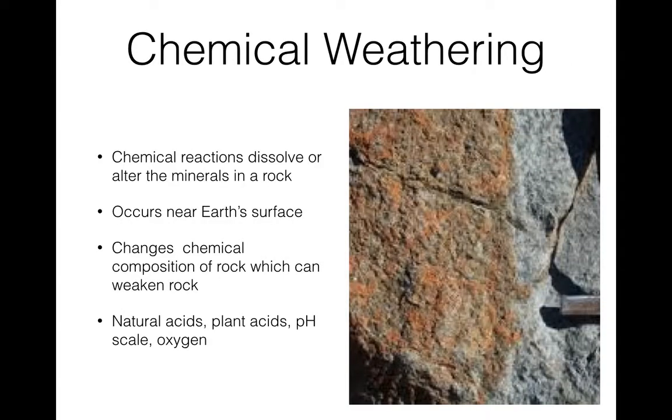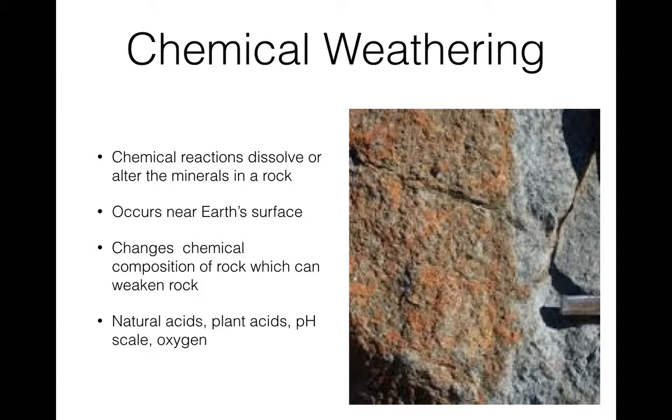So let's talk a little bit about chemical weathering now. Chemical weathering usually occurs more near the surface because usually it is exposure to something. So to be closer to the surface is usually how it works. Chemical reactions can dissolve or change the minerals in the rock, and this usually changes the chemical composition of the rock, which can weaken the rock, make it more susceptible to weathering in general.